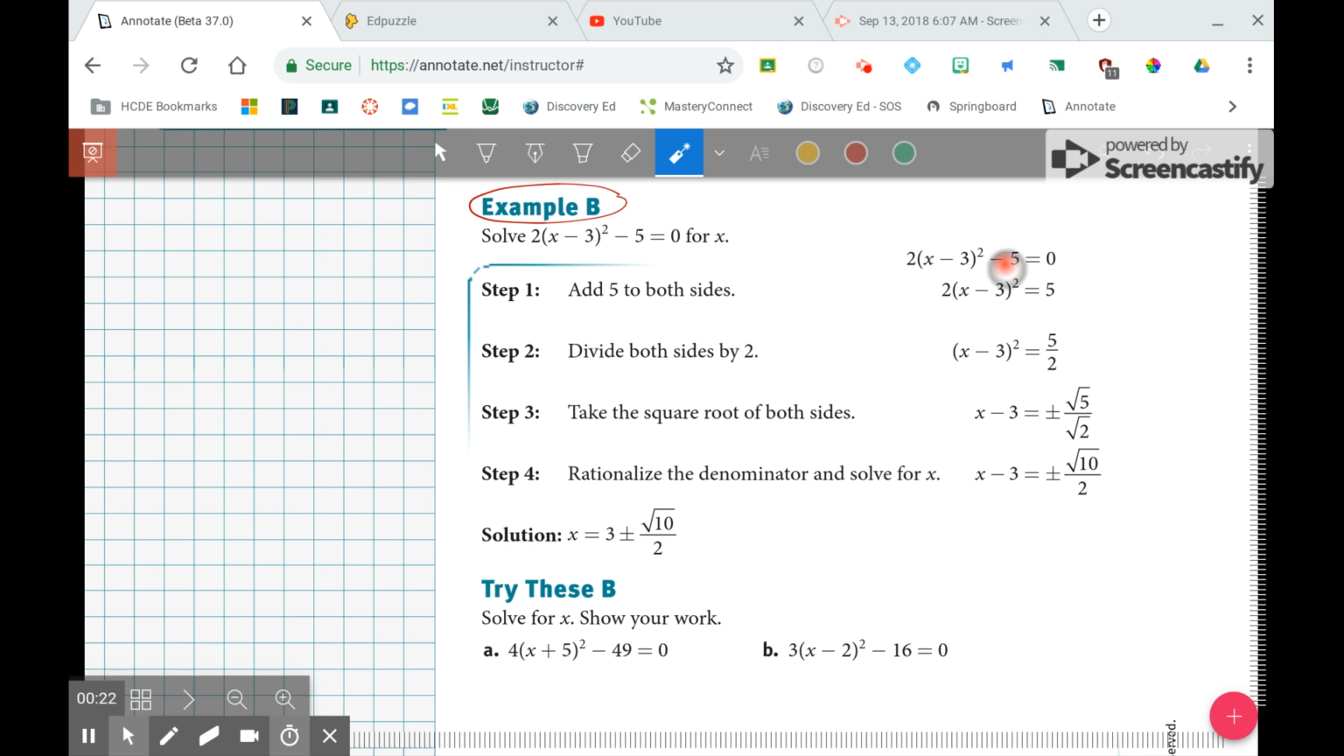So you move the constant over, so you'd add 5 to both sides. Then you would divide by the number in front, that 2. So don't think you distribute the 2. That does not happen. You just divide both sides by 2 so that we get 5 over 2.